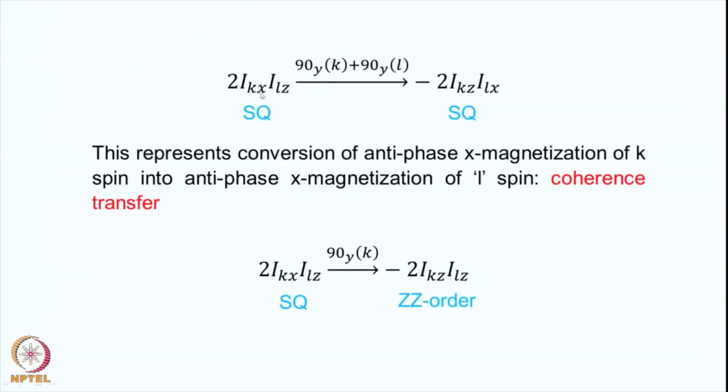Suppose I take the same operator here, now I apply a pulse, not a 90x pulse, but I apply a 90y pulse on both the spins. So if I take x, what happens to x? So you have to recall when I apply a y pulse, what happens to x? So 90y on Lz will take me to Lx, and this will take me to minus 2IkzIlx. So you have to go back and look at what happens when I apply a y pulse on X magnetization. Let us go back and look at this. So this will be easier to follow if you do that.